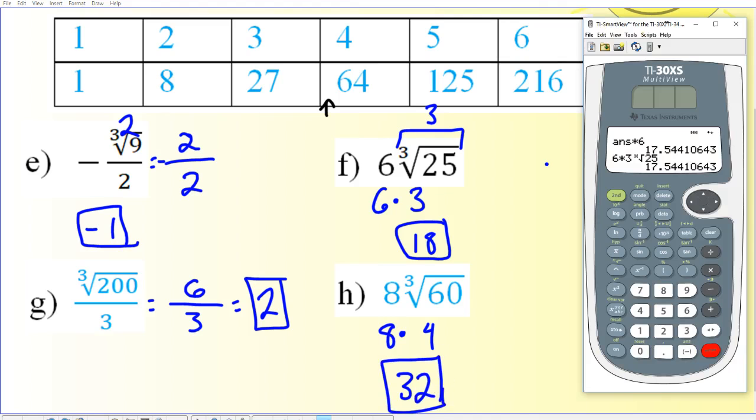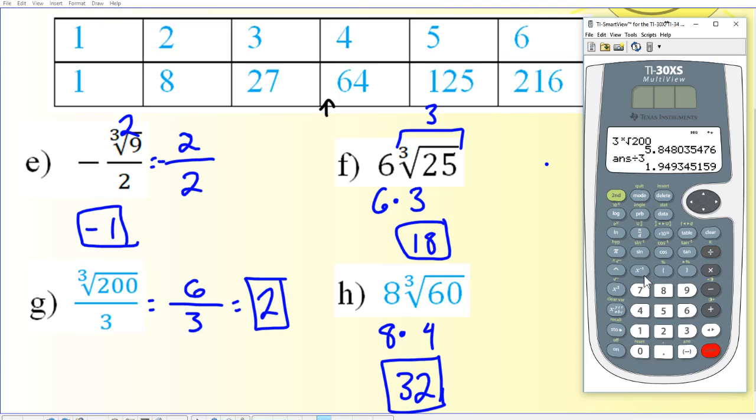And if you wanted to try on the calculator again, let's try this one, just to make sure we know how to do this on the calculator. I would do 3, second, caret, to get my cube root of 200. This calculator's slow. 3, second, caret, there you go, of 200. I would get my answer first, then divide by 3.